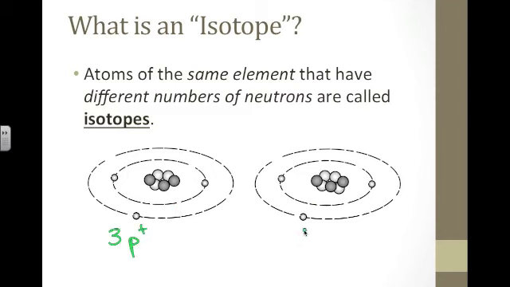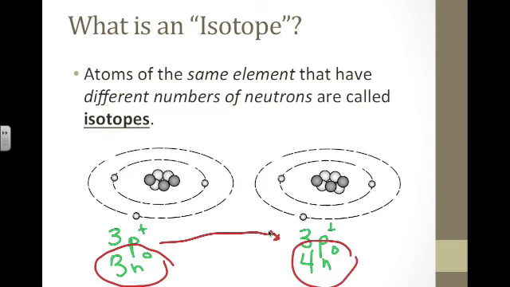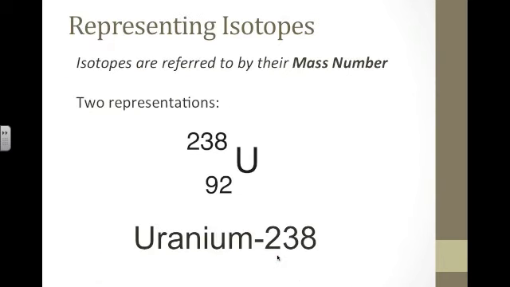And over here, again, we see 3 protons. But when we go back and count up the neutrons, we see 3 neutrons over here, and on this side, 1, 2, 3, 4 neutrons. And so we can see how they're the same element because they both have 3 protons, but they have different numbers of neutrons. So these would be isotopes of each other.